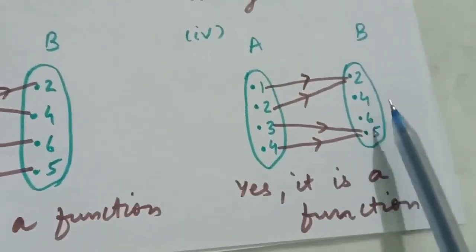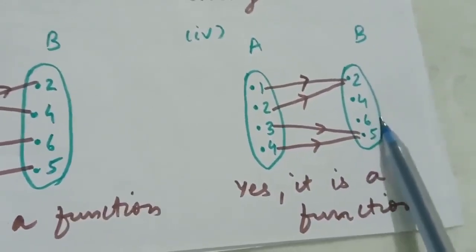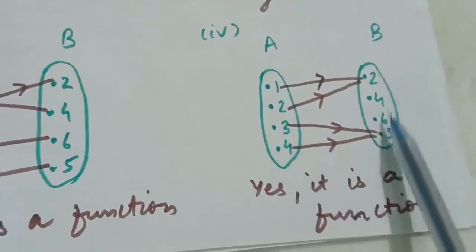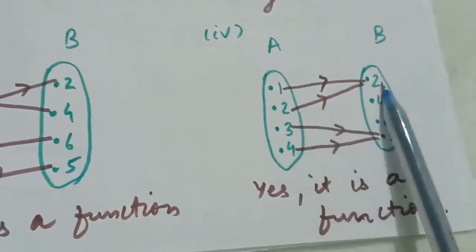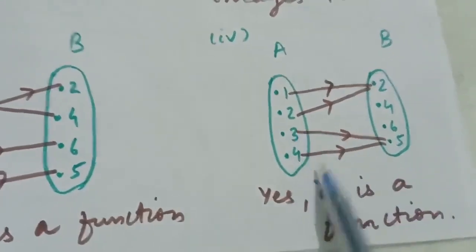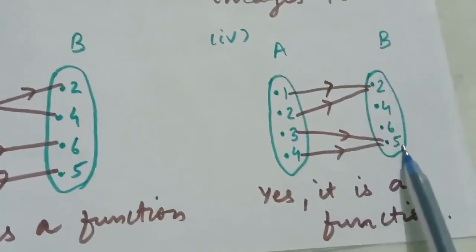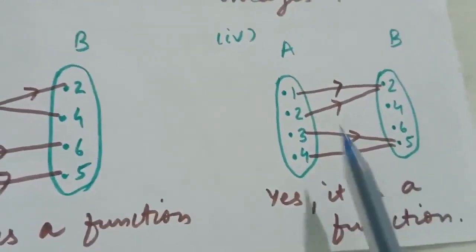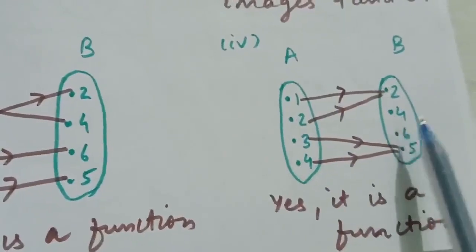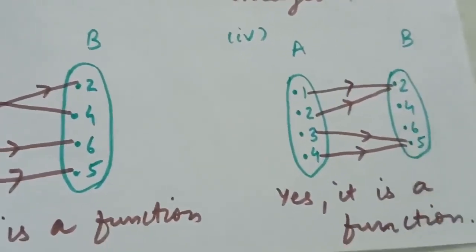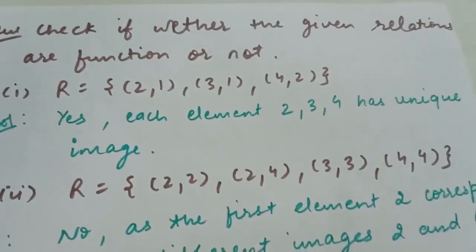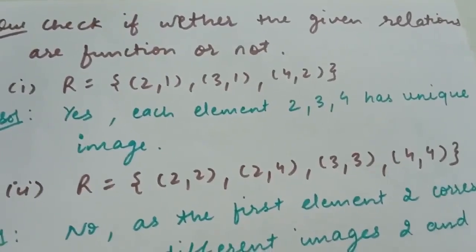As you can see in set B, some elements like 4 and 6 have no pre-image in A. Also 2 and 5 have two pre-images: 2 has two pre-images, 1 and 2, and 5 has two pre-images, 3 and 4. So set B elements do not matter to us. What we want for a function is that all the elements of A should be mapped with a unique image in set B. Clear? Those were the examples where we checked if the relation is a function when the arrow representation is given.